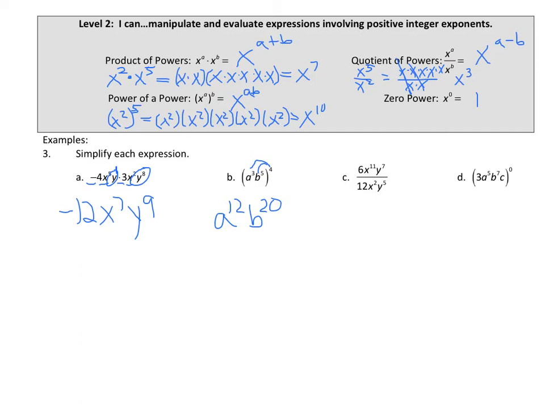In the next example, I'm going to apply my quotient of powers rule. First, I would simplify 6 over 12. That's 1/2. So I put 1 over 2. And then I look at my x's, and I have x to the 11th over x squared. I subtract the exponents, and I get x to the 9th on the top. And then with the y's, y to the 7th over y to the 5th, again subtract the exponents, and we get y to the 2nd power on the top. Now I don't need to write this 1, so I would just write x to the 9th y squared over 2.